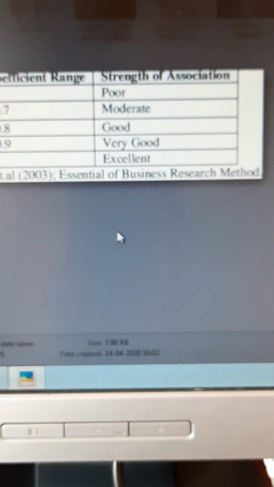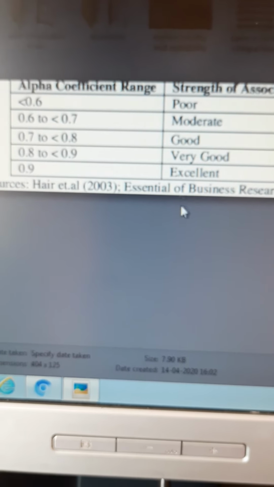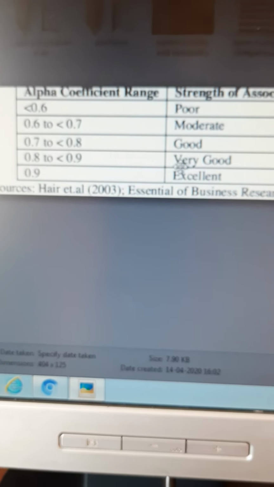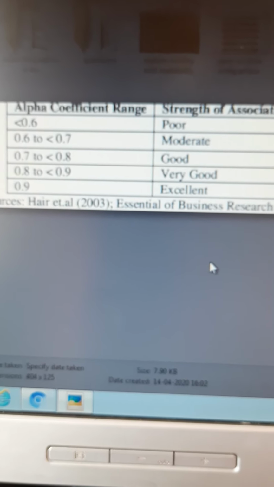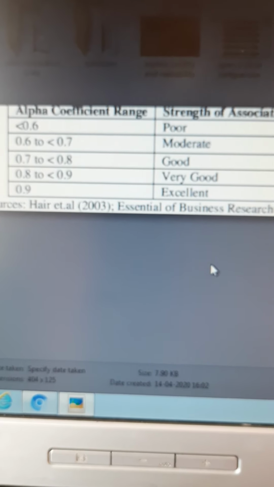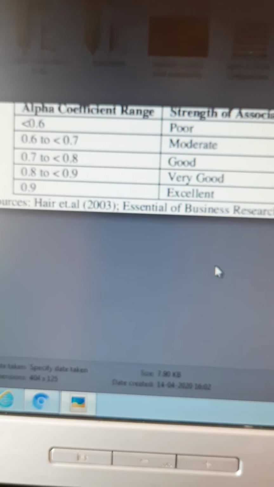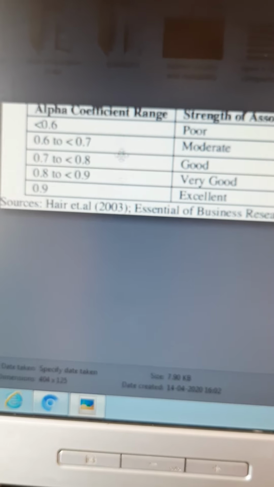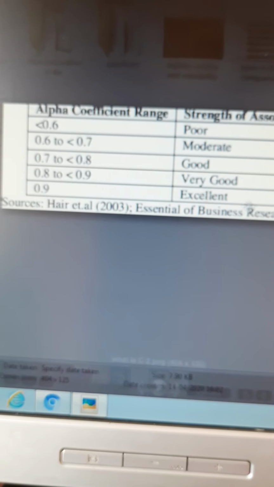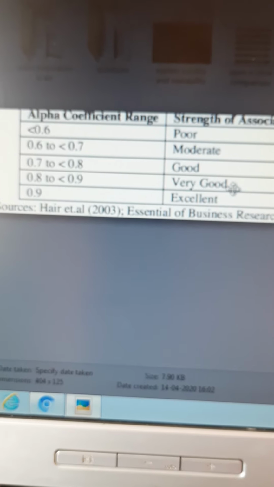Okay. So what is this? This is strength of association. Strength of association, I told you, each of those sentences in the questionnaire, what is its association score with the other items? Okay. So then you get a value which is called Cronbach alpha, or this is the representation. There is an alpha symbol for it. Alpha coefficient range. So if it is within this range, then this is the marks that it has. Clear? Right.